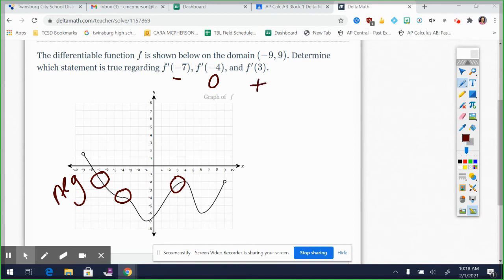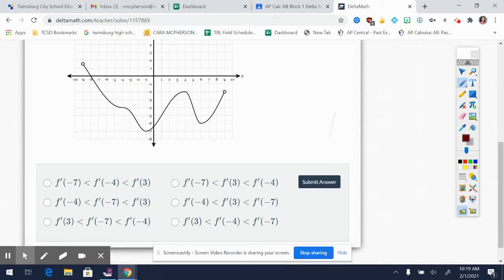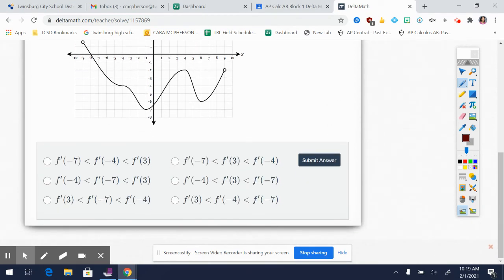So you're comparing the slopes by looking at, is it on its way up, meaning a positive and increasing value? Is it on its way down, meaning the slope is negative, or is it 0? So from this, I can tell that -7 is going to have the smallest derivative, then -4, and then 3. So when I'm looking at my choices, -7 is the smallest, then -4, then 3. And this is the only one that has that.